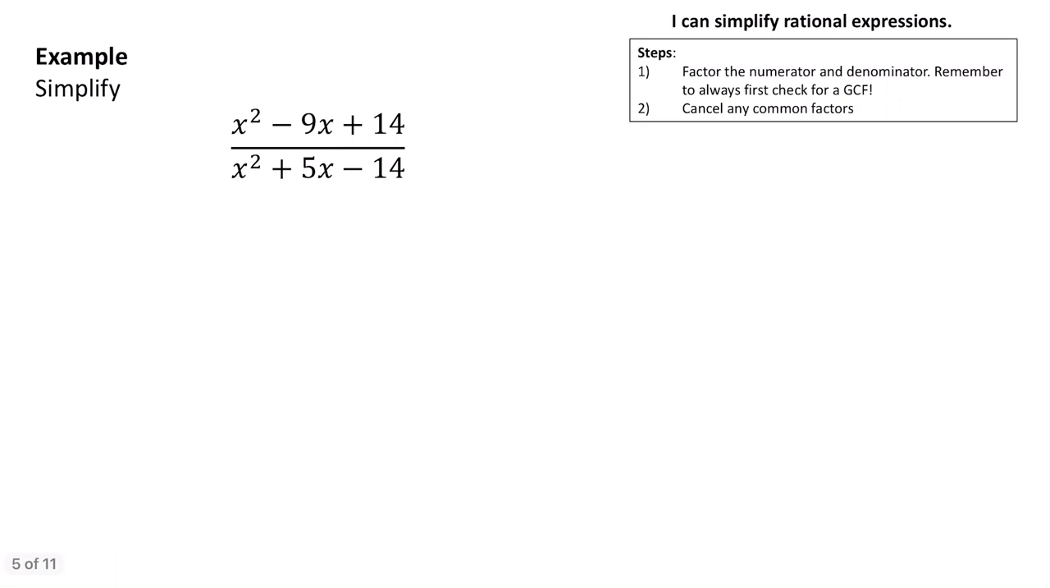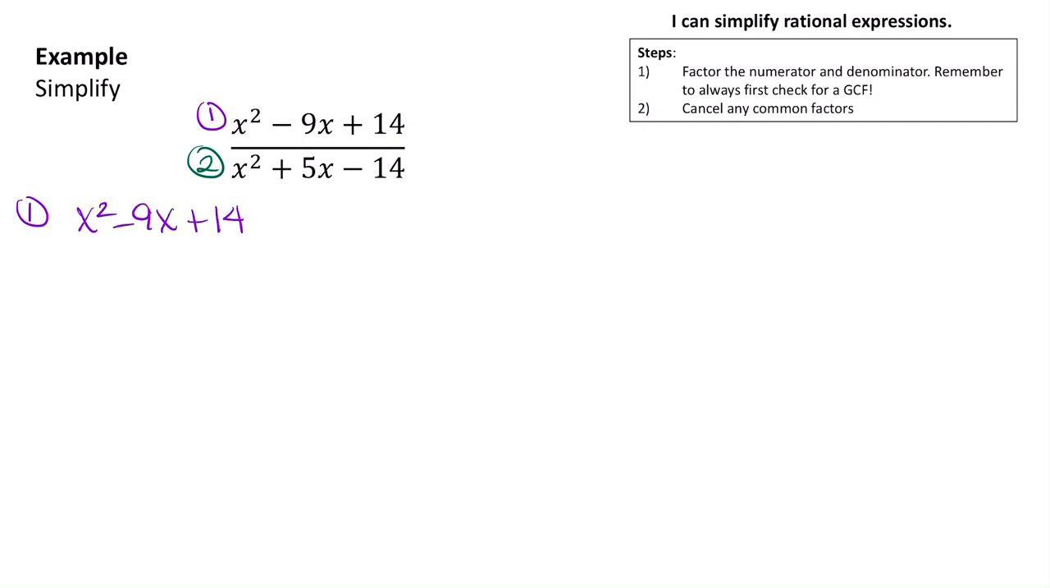So now let's try this example. Here it's not already factored for us, so we're just going to go ahead and factor what we have. When I'm doing this problem, I like to number the numerator and denominator and color code it so I can keep track of what I'm working on factoring. So number one, I'm going to work on factoring x squared minus 9x plus 14.